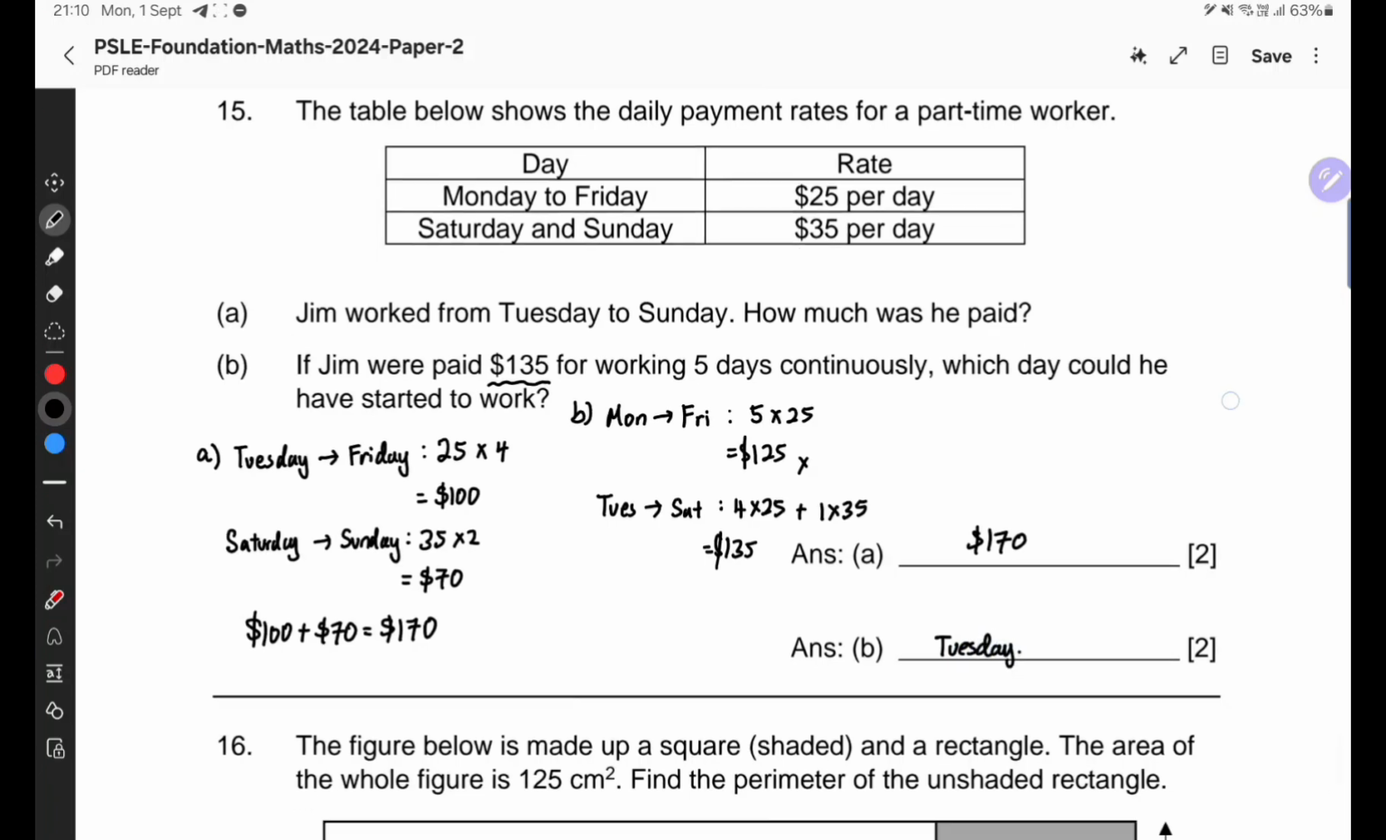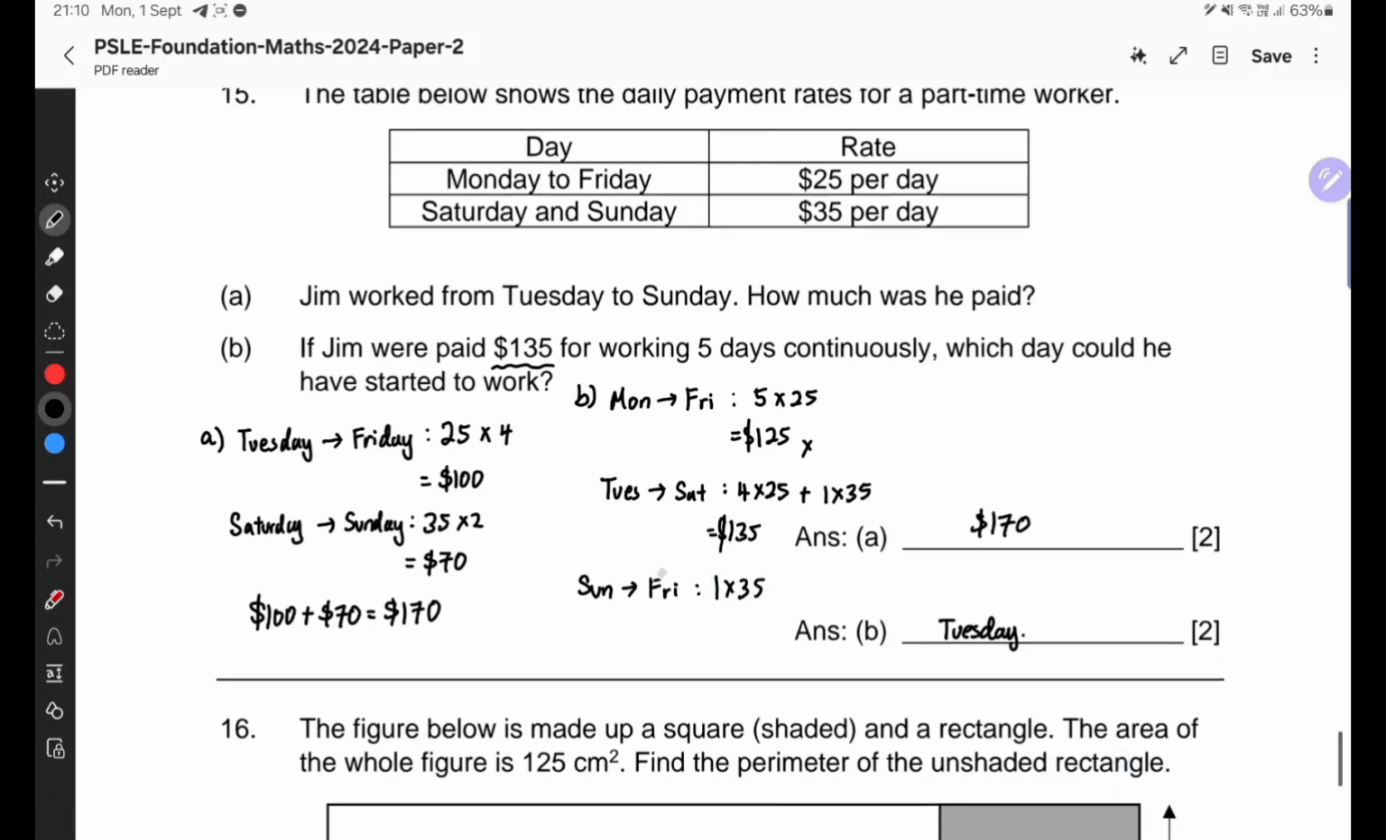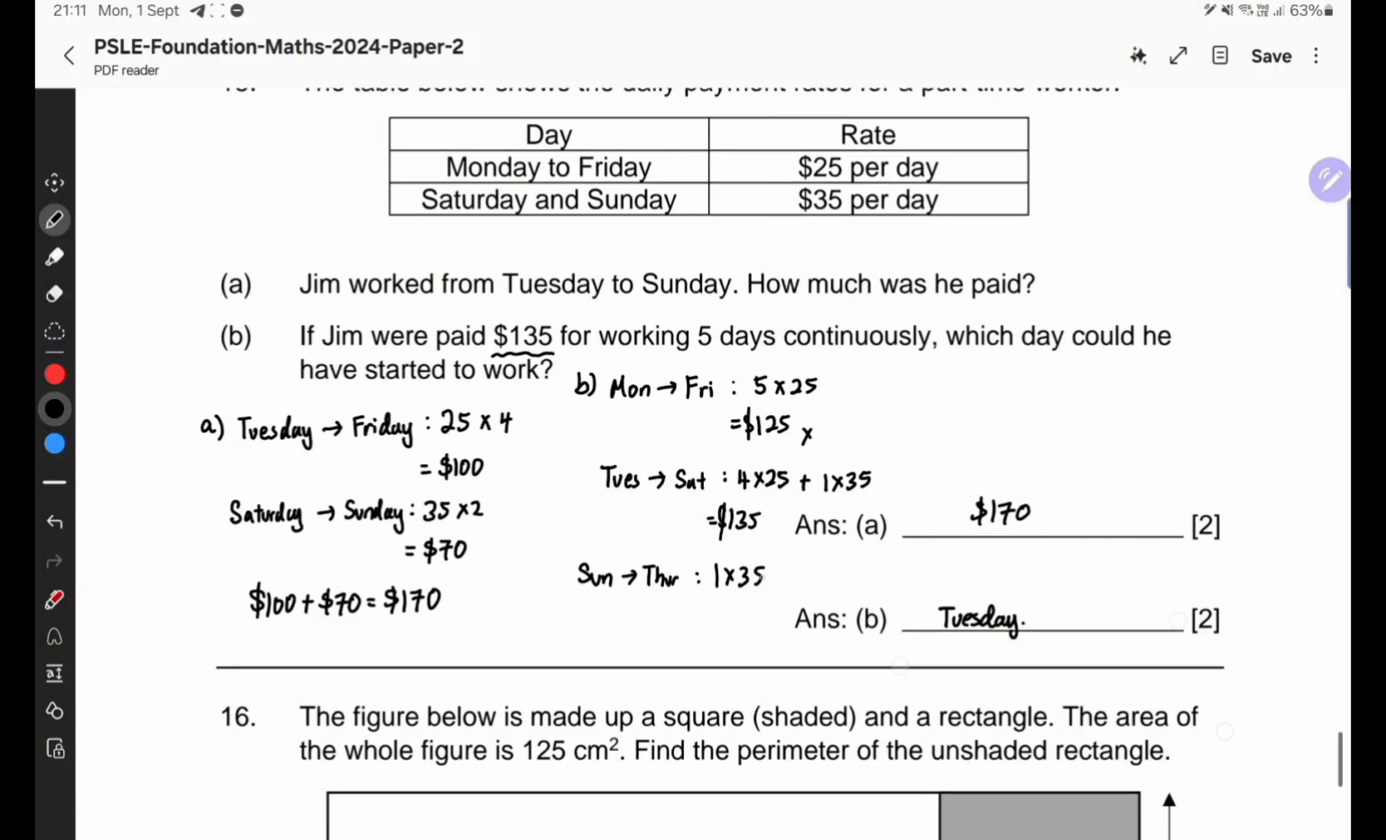Okay, of course there's another answer where you start from Sunday to Friday. Okay, Sunday to Thursday. 1 times 35, because Sunday is $35 per day, plus Monday to Thursday, which is 4 days. So 4 times 25. You'll also get 135. So you can either put Tuesday or Sunday. Both answers are correct to this question.